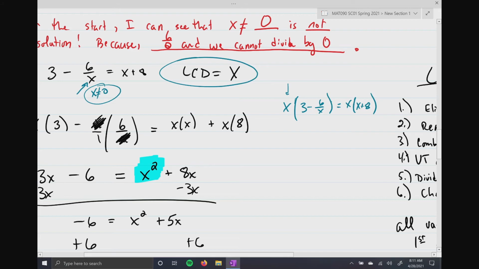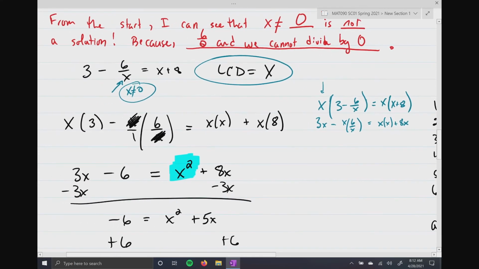But if you notice from here, you need to use the distributive property. So you get 3x minus x times 6 over x equals x times x plus 8x. In other words, you multiply every single term by your LCD. So the book is not doing anything different from me. They're actually adding in a new step that really is not necessary. Just remember, whenever you find your LCD, you're going to multiply every single term by that LCD.